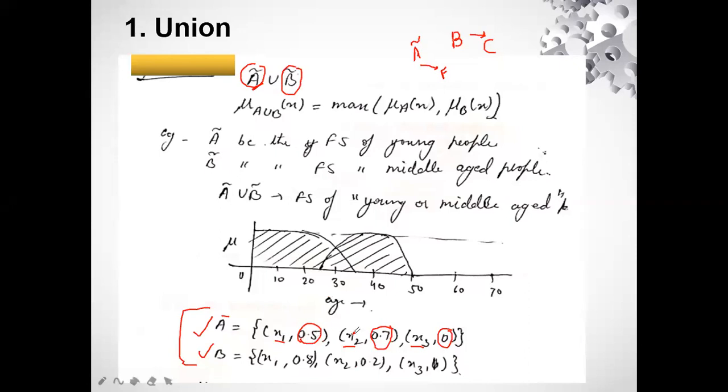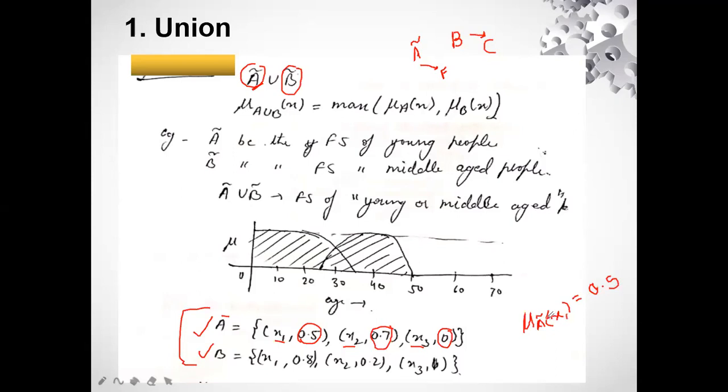Now you see, one more thing: how do we define this X1? When we say 0.5, how will we denote it? We will denote it as mu A bar, because this is a fuzzy set, of element X1. Of element X1, the value is 0.5. This is how we are going to denote the membership function of an element.